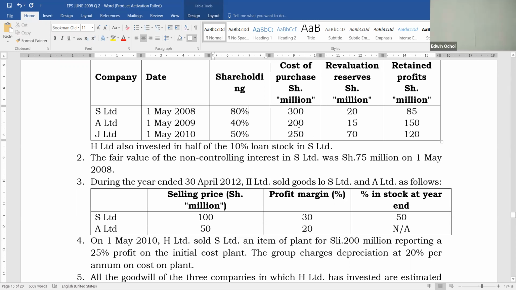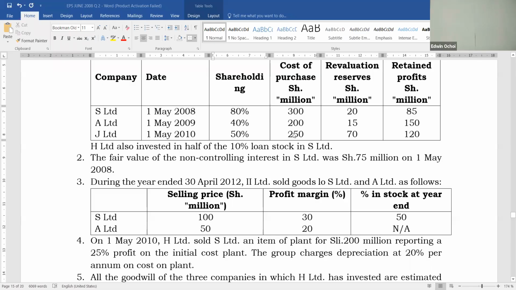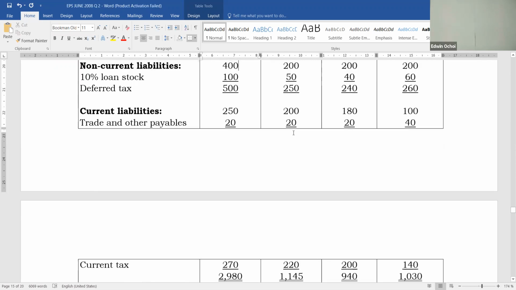So this cost of purchase, or cost of investment, or purchase consideration, is supposed to be the same as the investment given in the statement of financial position under non-current assets, because here it was just a direct acquisition, whereby H is the one which acquired S, A and J. It means H is the one which invested in those entities, so the investment in H is supposed to be the same.